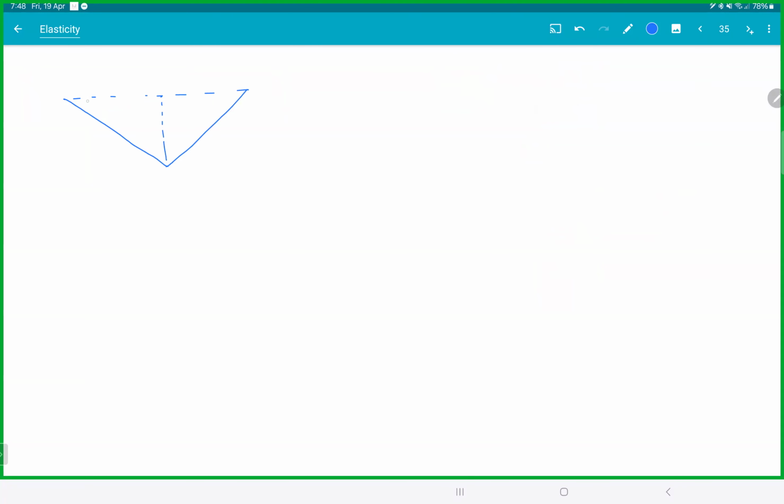Let this angle be theta. So this length is L/2. This distance is x. So this distance will be L/2 secant theta, and this one is also L/2 secant theta. So the elongation will be L secant theta minus L.